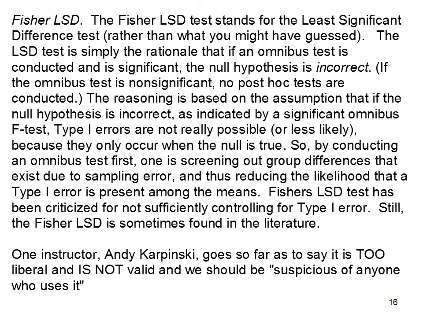So, by conducting an omnibus test first, one is screening out group differences that exist due to sampling error, and thus reducing the likelihood that a type 1 error is present among the means. This is the most liberal post hoc of all. One instructor, Andy Karpinski at Temple, goes so far as to say that it is too liberal and not valid, and we should be suspicious of anyone who uses it.